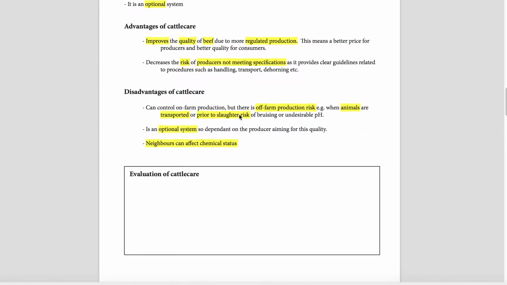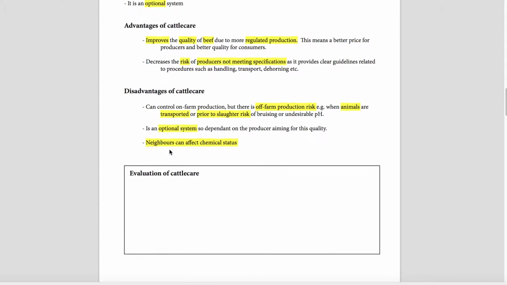The disadvantages, though, are there's off-farm risk. When the animals leave, they can be transported and can get stressed and stuff like that, which causes problems. It's optional, which means that it doesn't improve the reputation of the whole industry. And also, if your neighbors are using certain chemicals, that can affect your chemical status and cattle care status.